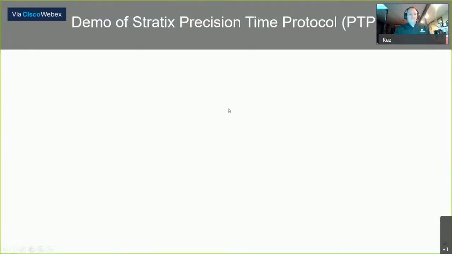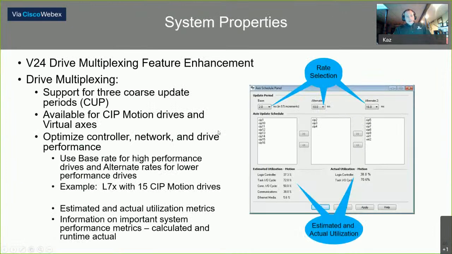Hopefully. All right. So one thing that you can do to help with some network loading, and this is a feature that was put in version 24, is you're able to add multiples of the course update rate and put axes that do not need the really fine course update rate into these lower serviced course update rates.